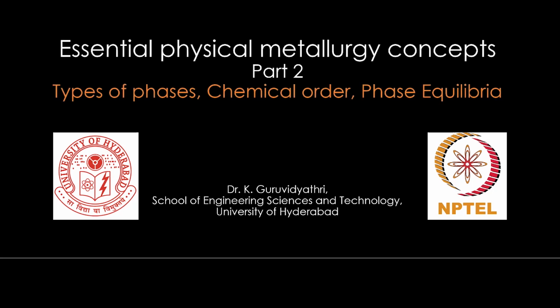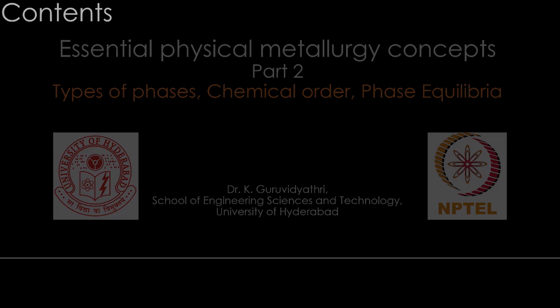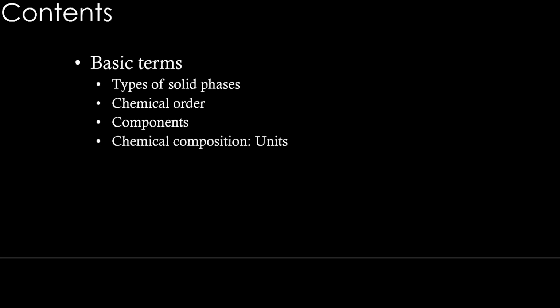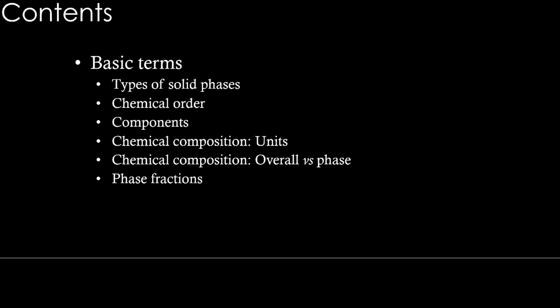We'll cover some more essential physical metallurgy concepts in this class: the types of solid phases, chemical order, components, chemical composition units and types, and phase fractions. So, very important ideas to understand this course better.